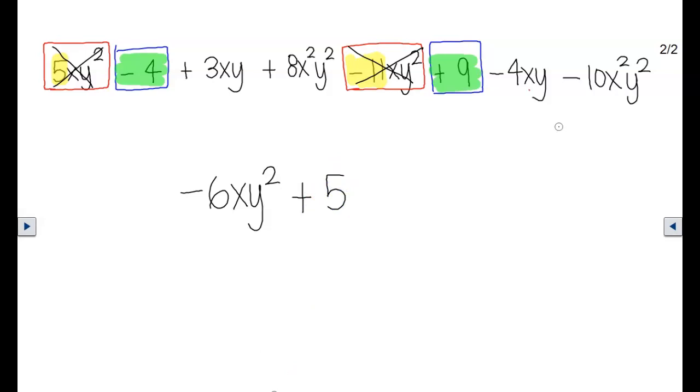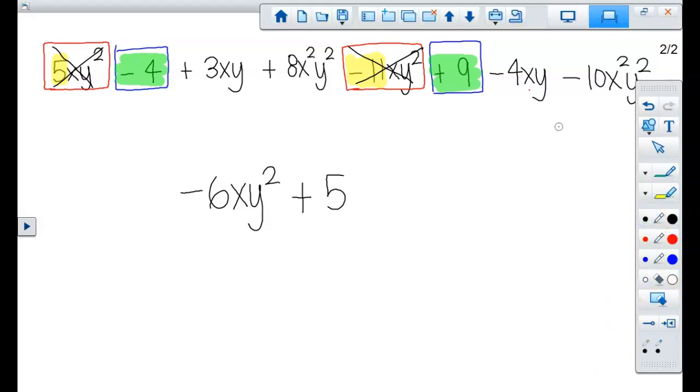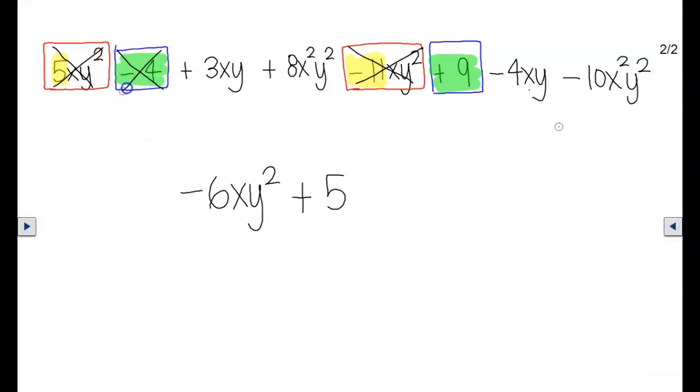Now notice the two terms that I just combined didn't have last names. So this +5 isn't going to have a last name either. Now I can mark those two off my list and continue on. Okay, so new color.